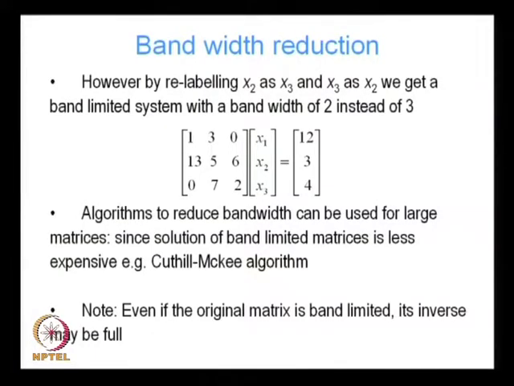One thing we note is that even if an original matrix is band limited, its inverse may be full. Therefore, if we use a bandwidth minimizer on the original matrix and reduce its bandwidth, but then we try to invert it, we might end up with a full matrix. So, all our work on bandwidth minimization would be of no use, because eventually we have to use that inverted matrix to solve our system of equations, and if the inverted matrix is full, it is going to be as expensive as before. It is not going to reduce the computational expense at all.